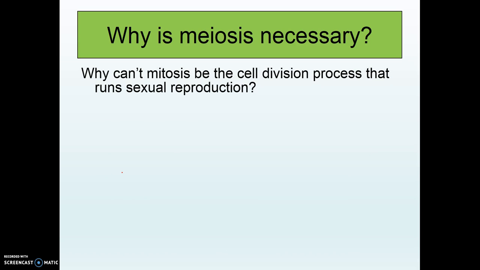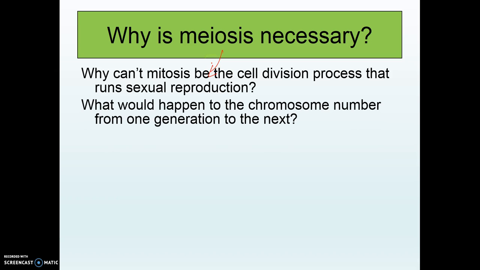Now, why is meiosis necessary? Why can't we use mitosis as the cell division process that runs sexual reproduction? Because meiosis is found where sexual reproduction occurs. All right. So here, what would happen if mitosis was used instead of meiosis for sexual reproduction?